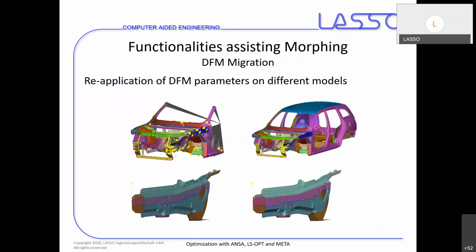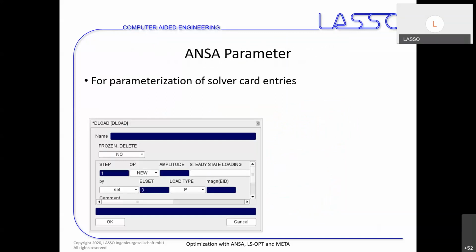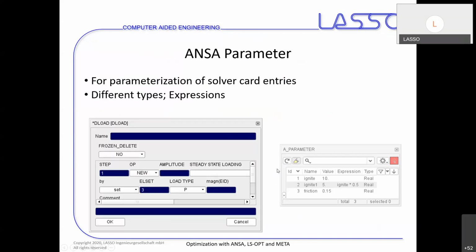Okay. That's actually all concerning morphing. We will have a few minutes left for looking at the ANSA parameters. It's basically for all these card values of the different solvers. ANSA parameters can be of different types. You can even use expressions in order to combine parameters.